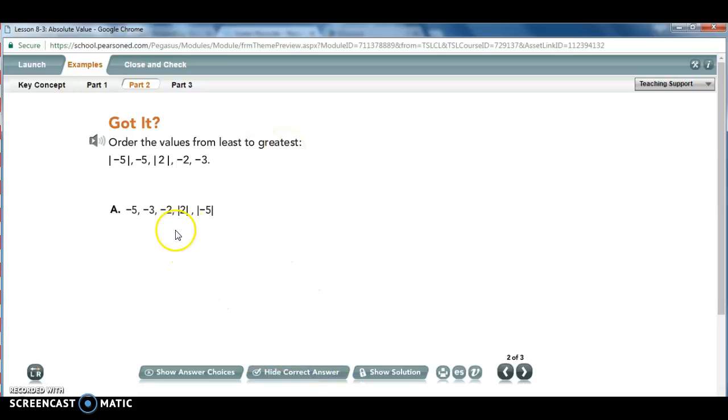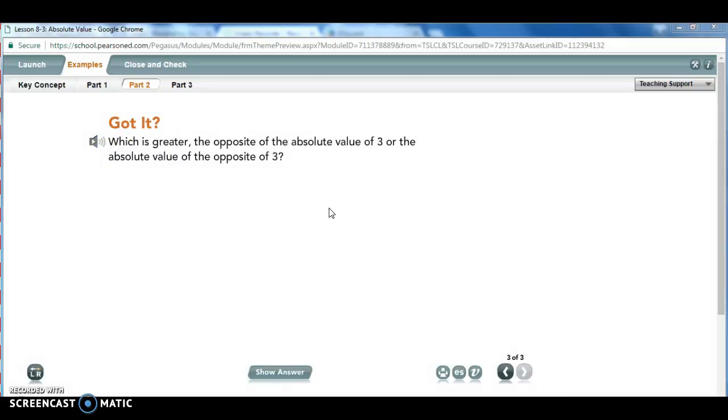The correct answer is -5, -3, -2, the absolute value of 2, which is 2, and the absolute value of -5, which is 5. A helpful hint, if you would like to, you can rewrite these numbers. So rewrite absolute value of 2 as 2. Rewrite the absolute value of -5 as 5. And then order the numbers from least to greatest using these numbers rather than the absolute values.